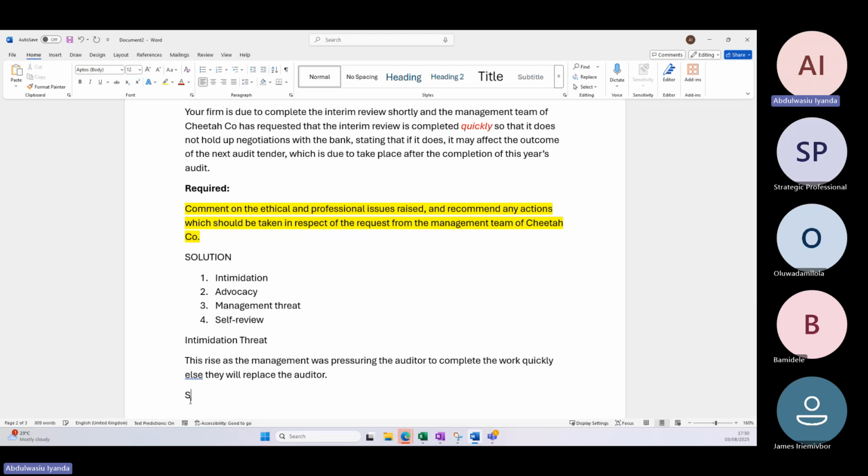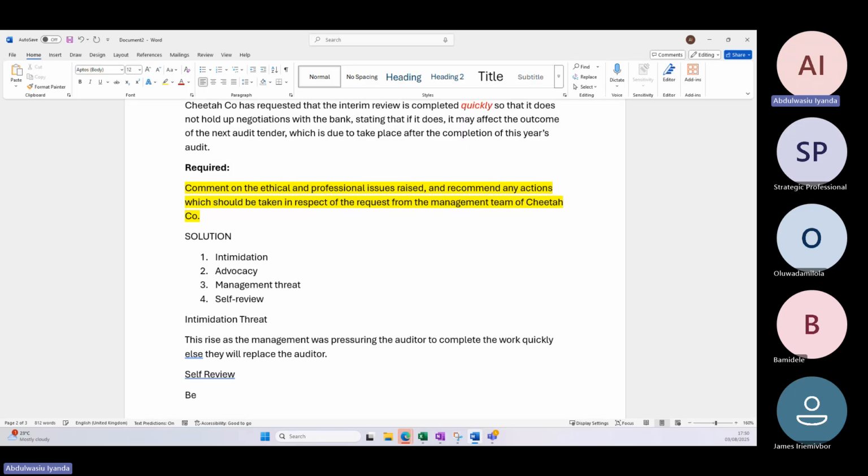We make mention of what? Self-review. So self-review, because later in the final audit, the work.